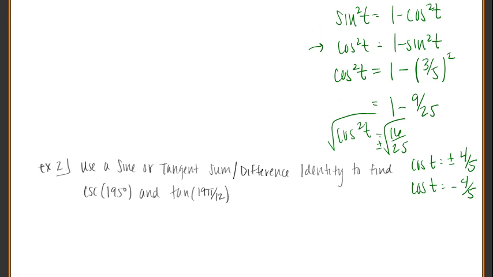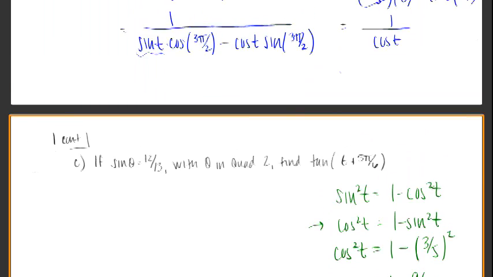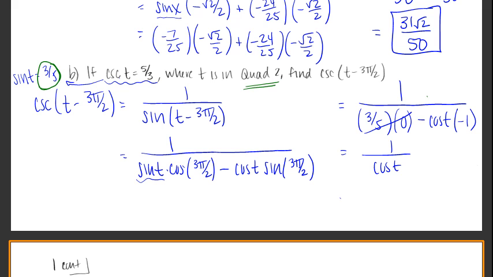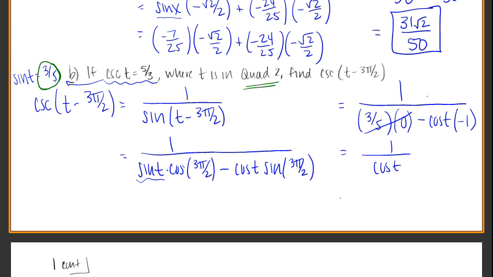So cosine is going to be -4/5. All right, so let's remember that. Coming back up here to the problem just so we can wrap this up. So this is going to be 1 over -4/5, and 1 divided by any fraction is the same thing as that reciprocal, and there's our answer right there. So the cosecant of t minus 3 pi over 2 is going to be -5/4.